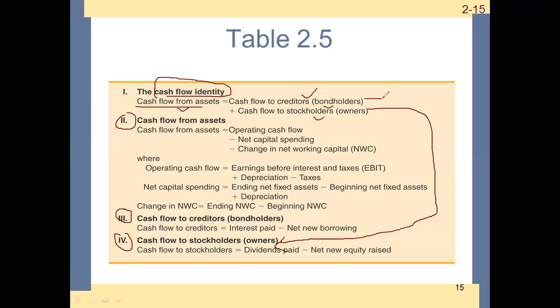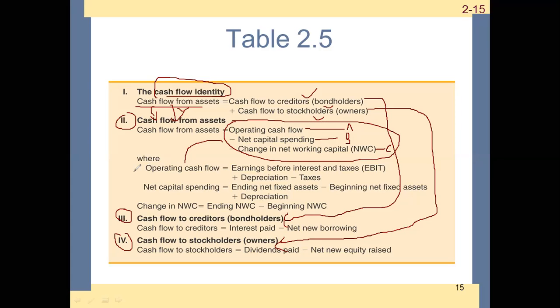So cash flow to creditors is calculated as point number three. And how do we calculate the left hand side, which is cash flow from assets? The formula is given below. So let's first look into the cash flow from assets. The formula is: cash flow from assets is equal to operating cash flow, number one, it's A, minus net capital spending, it's B, minus changes in net working capital, this is C. Okay, and how you will calculate the A, B, and C is given below. This is A, this is B, and this is C.